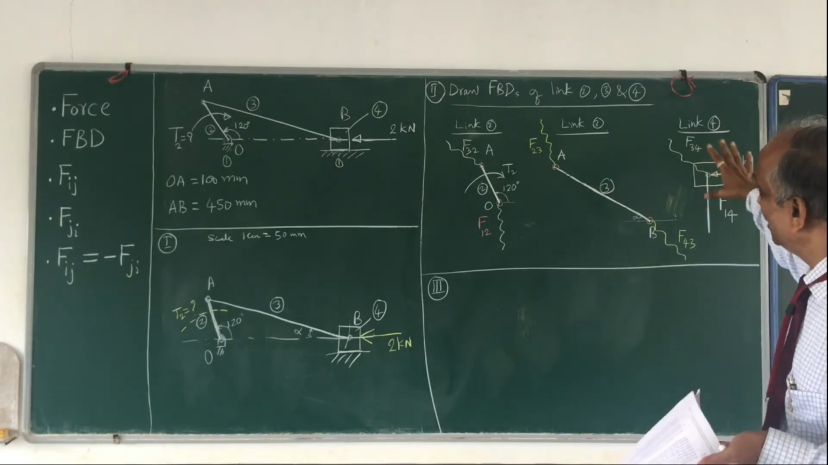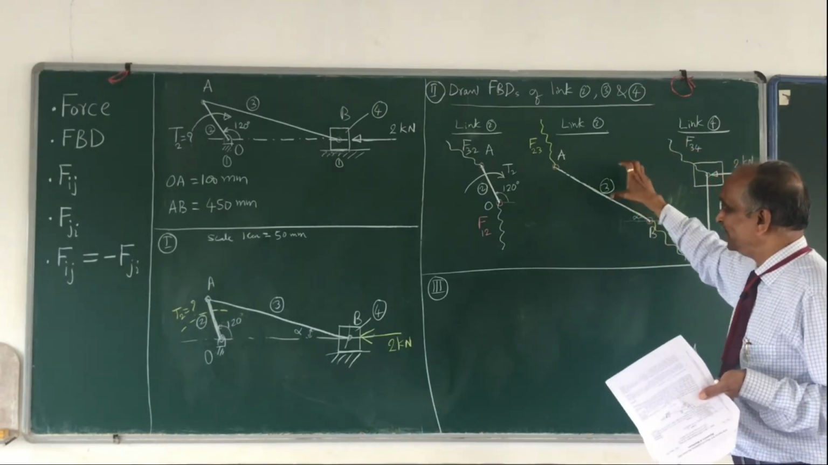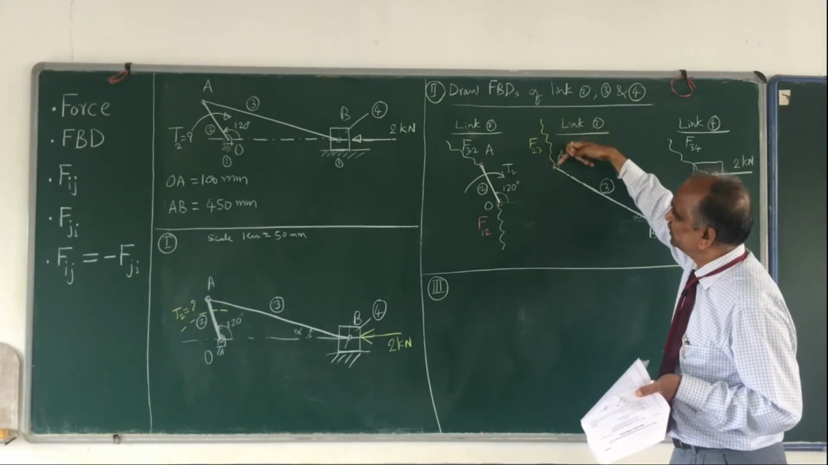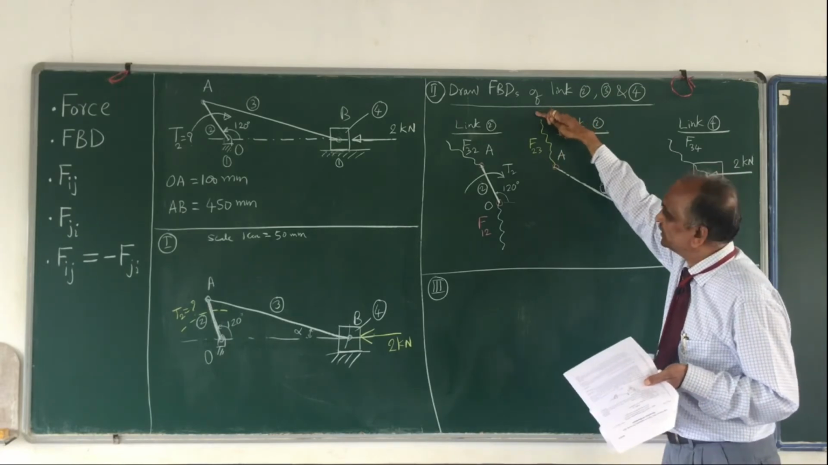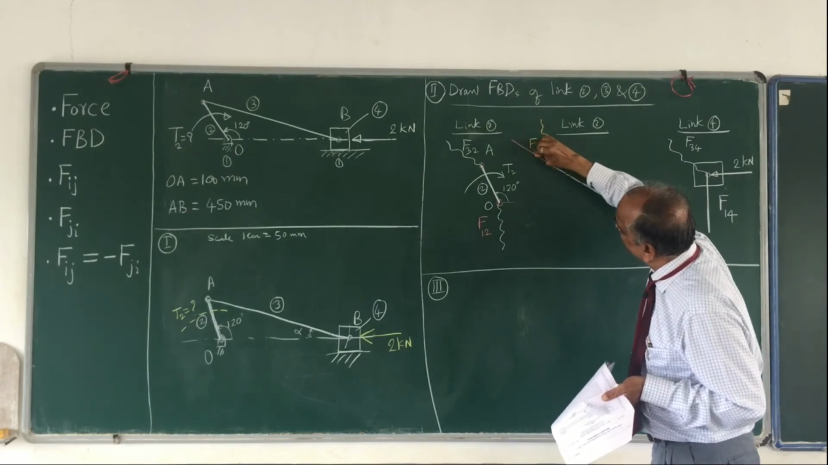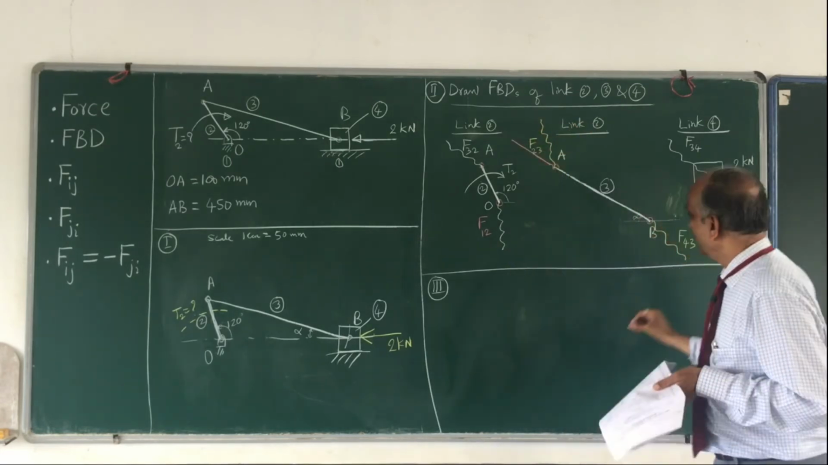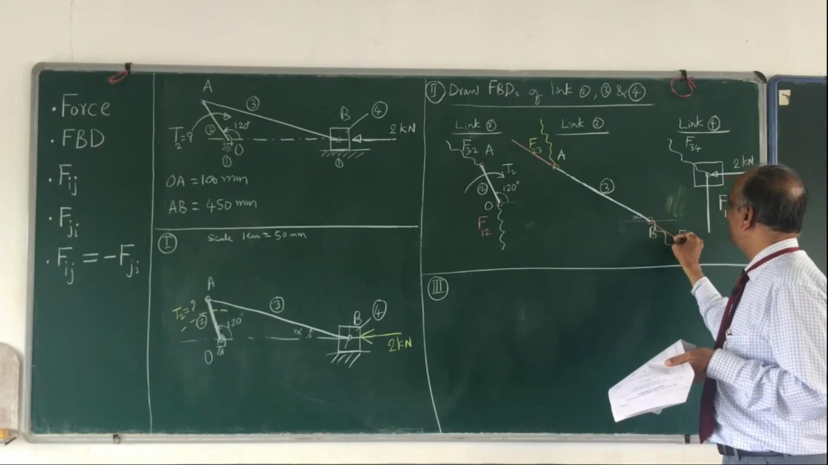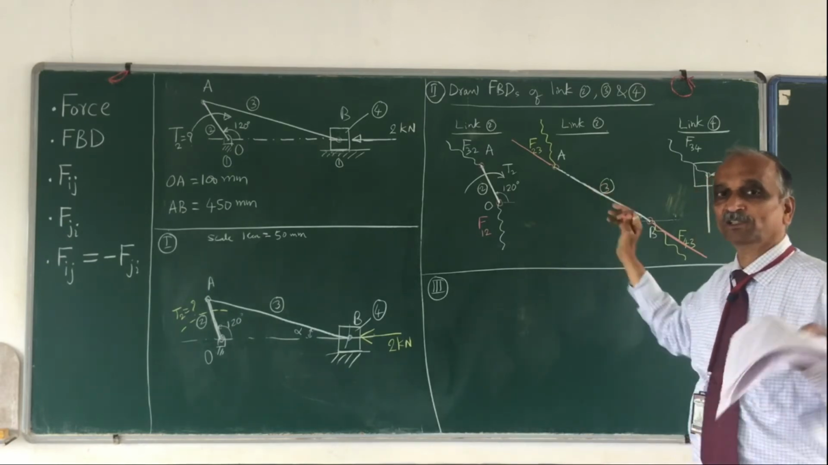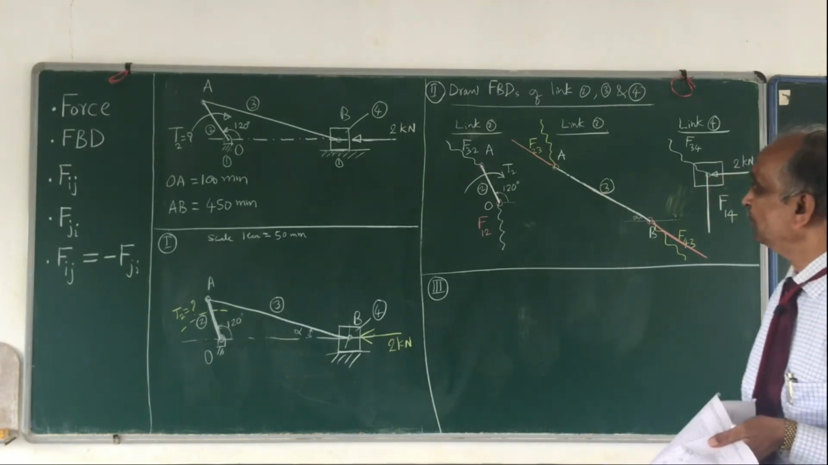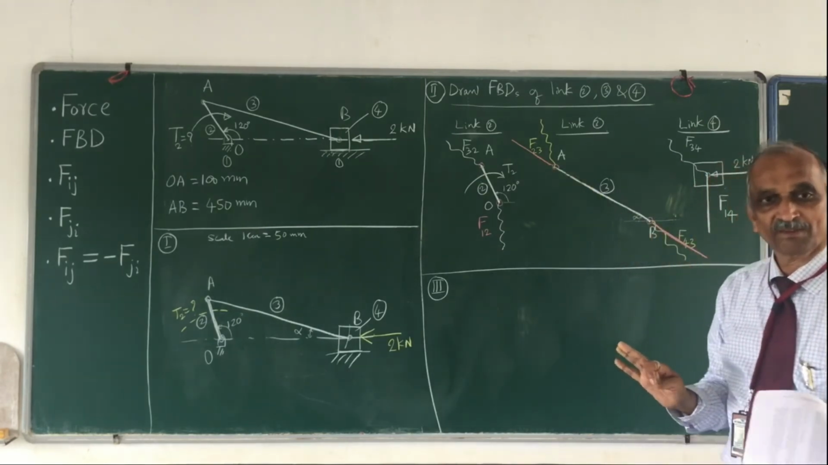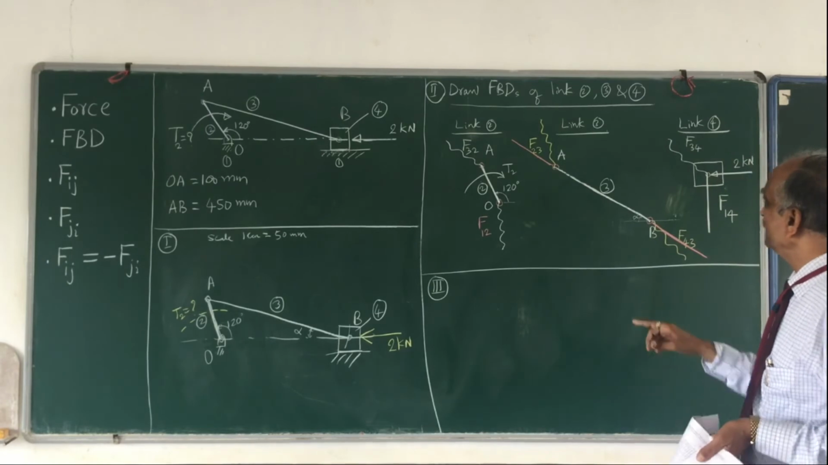Therefore, now I have some hint from link number 3, and therefore this line of action of F23, which I had shown zigzag as if it was unknown, is no more unknown. It is along this. This is my F23, and I extend this line. This is my line of action of F43. So I am able to find out the line of action of F23 and F43. Okay, so now let me proceed further.